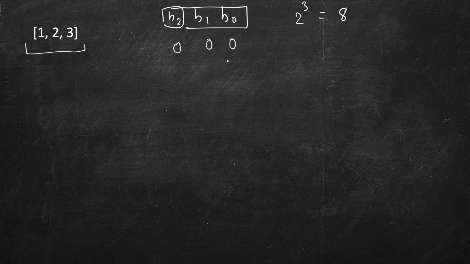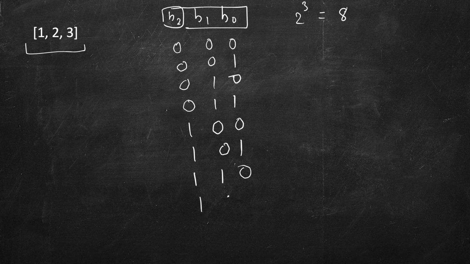So here we have 3 elements, and we know that if we use 3 bits, that is B2, B1, B0, then using 3 bits we can form 8 numbers. And what are those possibilities? 0 0 0, 0 0 1, 0 1 0, 0 1 1, 1 0 0, 1 0 1, 1 1 0, and 1 1 1.